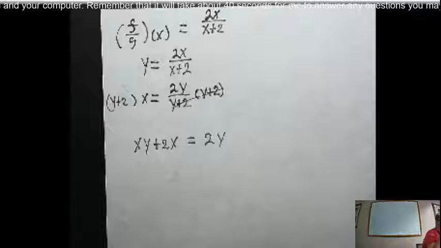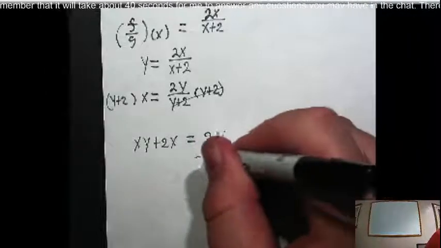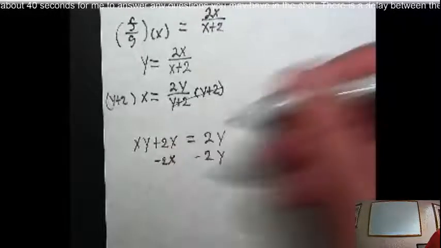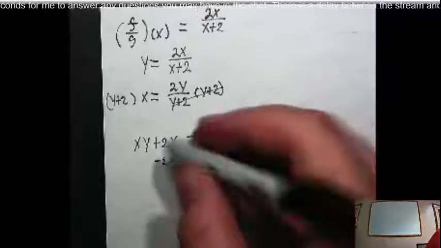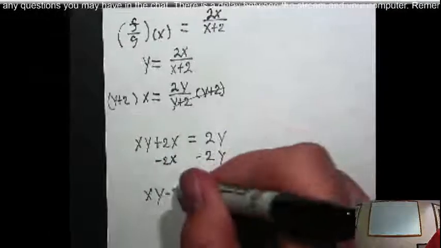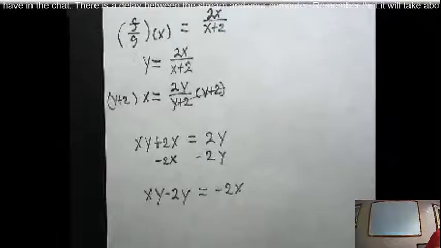So now I want to get my y's on one side and my x's on the other, so I'm just going to flip this. So minus 2y minus 2x. So now we have xy minus 2y equals negative 2x.